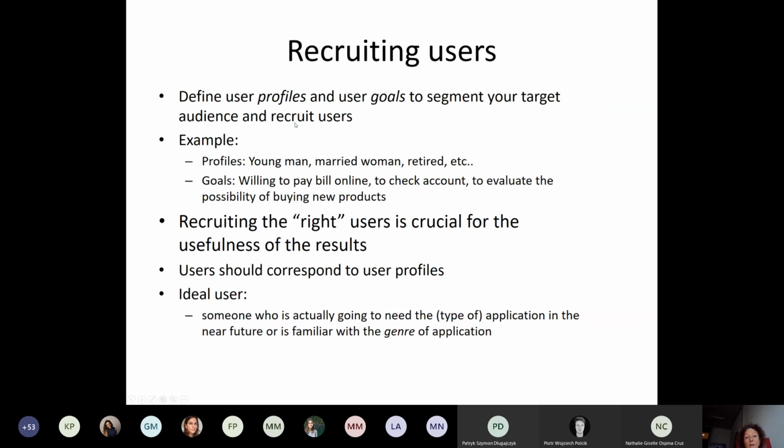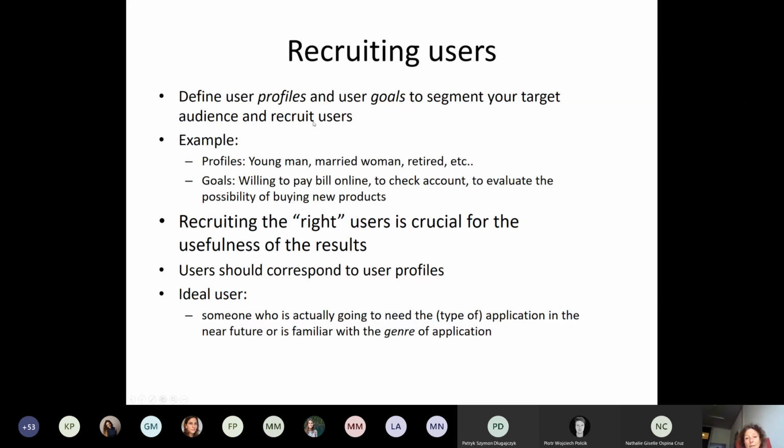So first of all, define the user profile, because any result on usability will be referred to that profile and could be different if you have a different user profile. So first of all, define the user profile for your test and the goal they may have in mind when they would use your application.